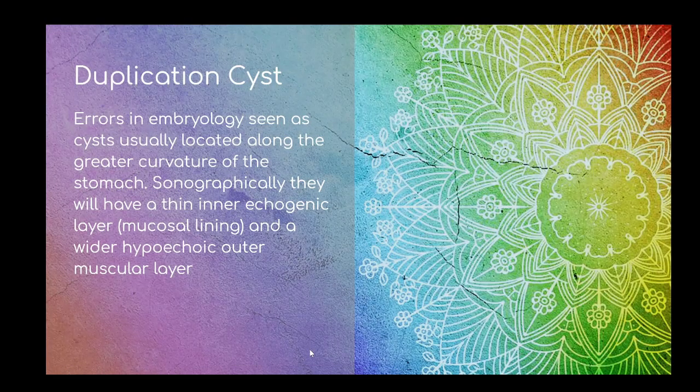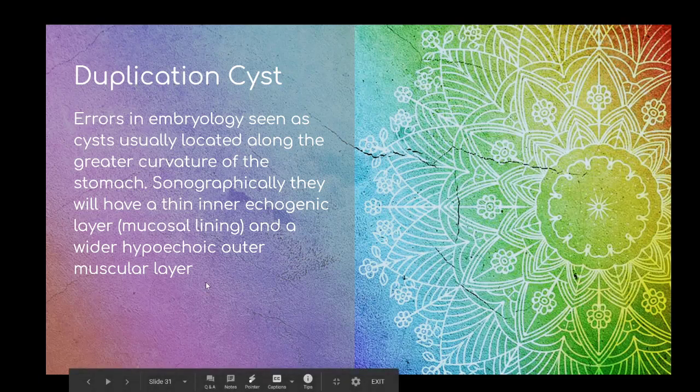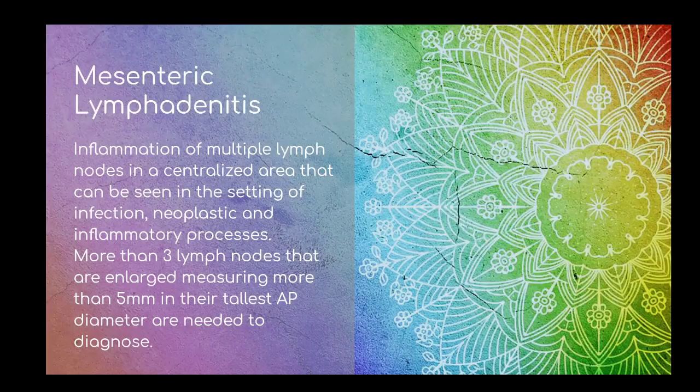Some other even less common findings that you might see in the abdomen is a duplication cyst. You probably learned about this in OB, but it's basically just kind of like a doubling of the stomach area. So there's a cyst where we would expect the stomach to be, and then there's the actual stomach. So that's the duplication cyst. So it's just kind of a cyst area in the middle of the abdomen that shouldn't really be there.